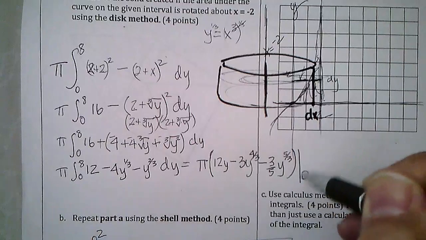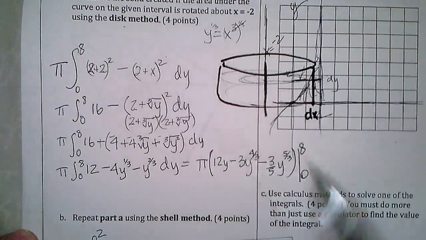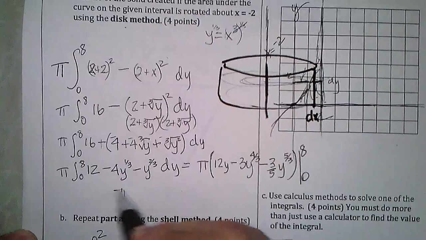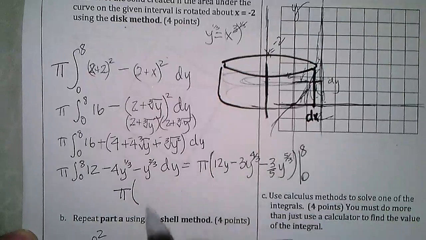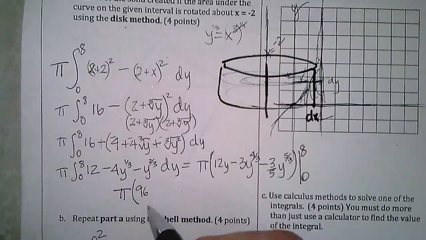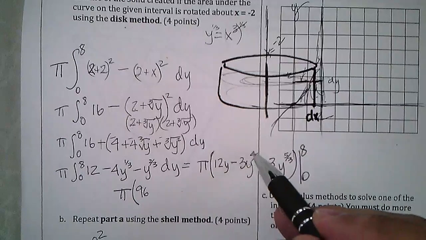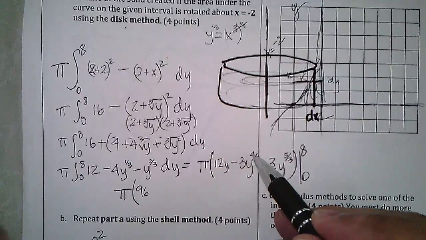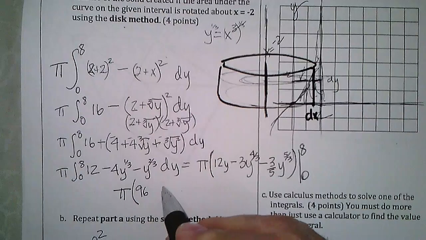Evaluated from 0 to 8. 0 is going to give me nothing, so it should be just the 8. So I got pi. 8 times 12 is 96. Cube root of 8 is 2. 2 to the 4th is 16 times 3 is 48.